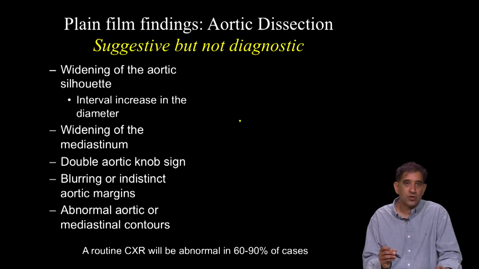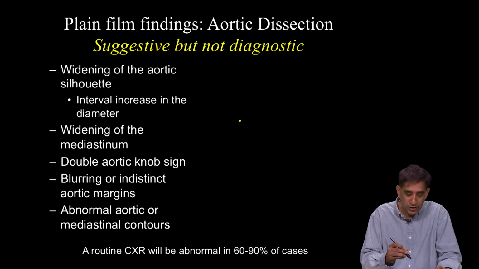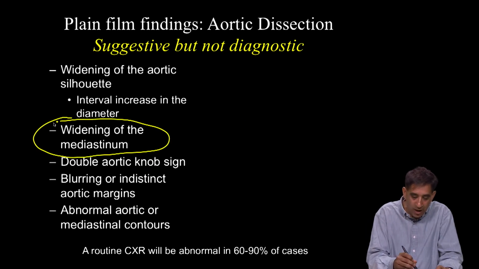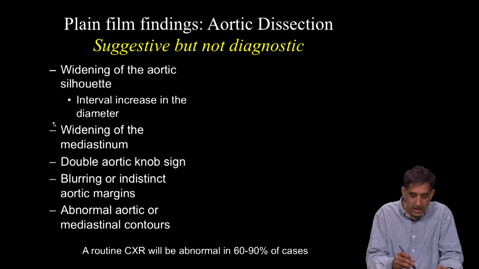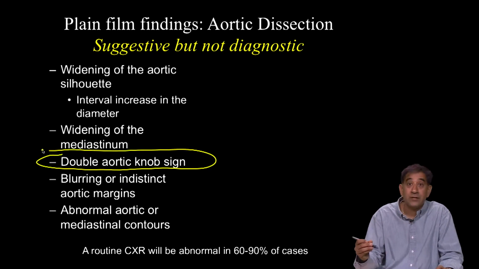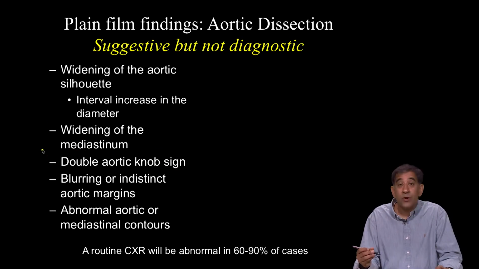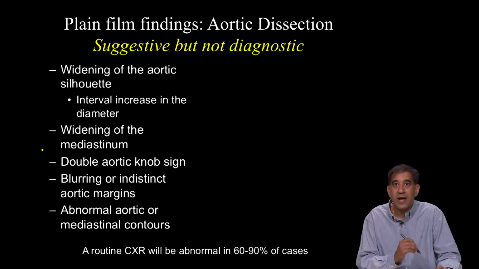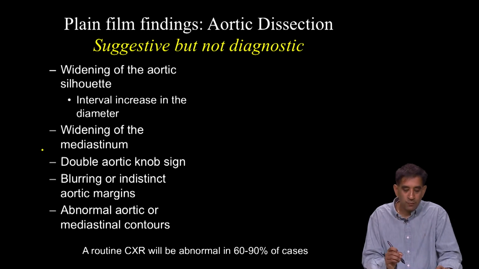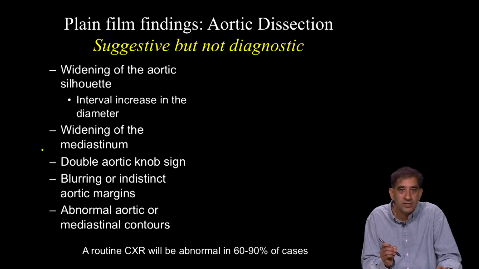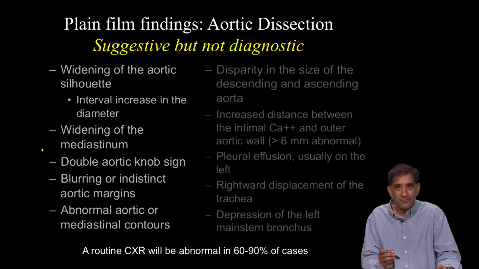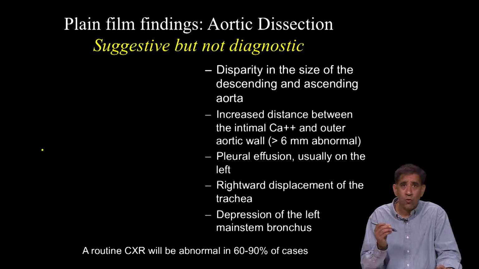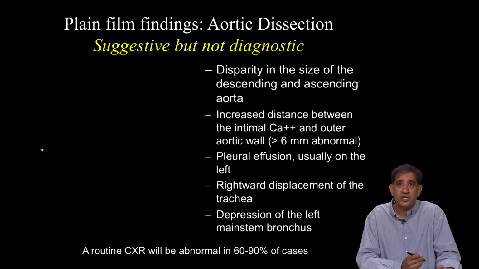The other findings that you're going to look for are findings that we saw in our patient, one being widening of the mediastinum, and then the second being the double aortic knob sign. What are some other findings that we want to look for on a patient's chest x-ray when you're worried about aortic dissection? You're going to look for blurring or indistinct aortic margins, and then an abnormal aortic or mediastinal contour. So these are some things that you're going to look for. But there are even more findings. There's a whole host of them that we're going to look for on a chest x-ray.